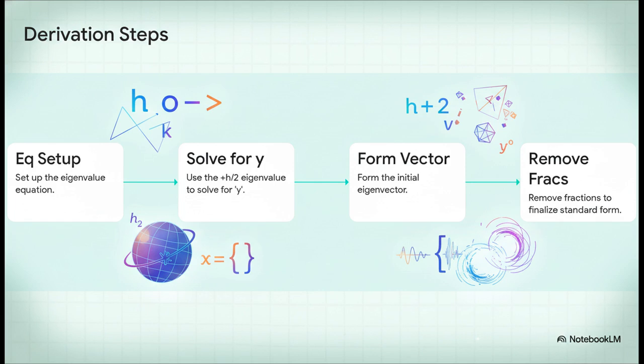You plug that back in to form your initial eigenvector. Now, step 4 is absolutely crucial. In quantum mechanics, we really don't like leaving our eigenvectors full of fractions. To clean it all up and finalize our vector into standard form, we purposely remove those fractions, in this specific case by multiplying everything by the cosine of theta over 2.